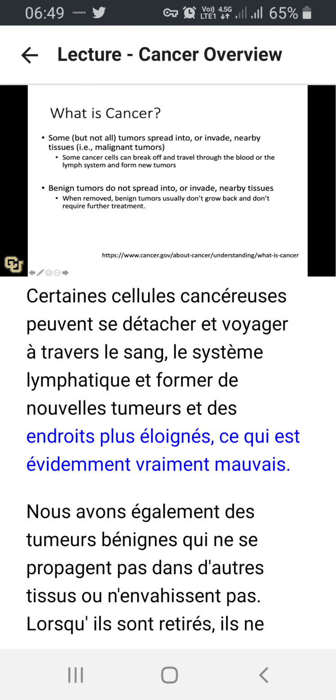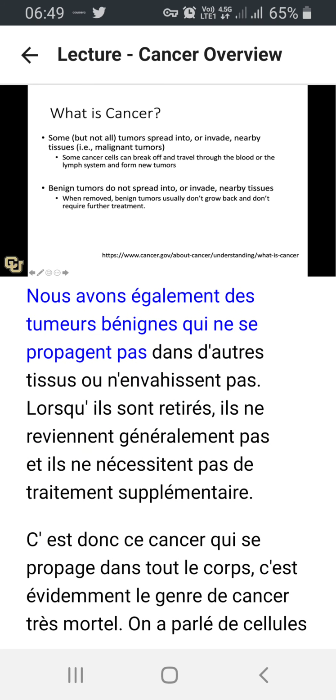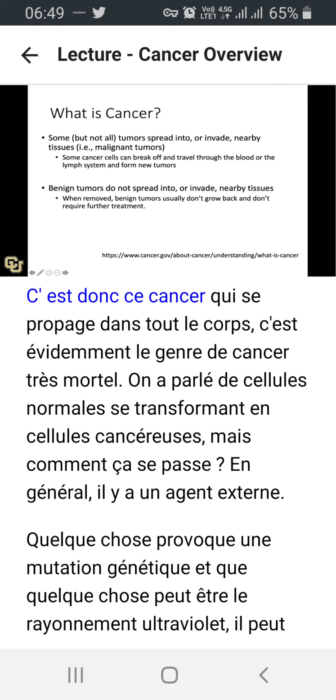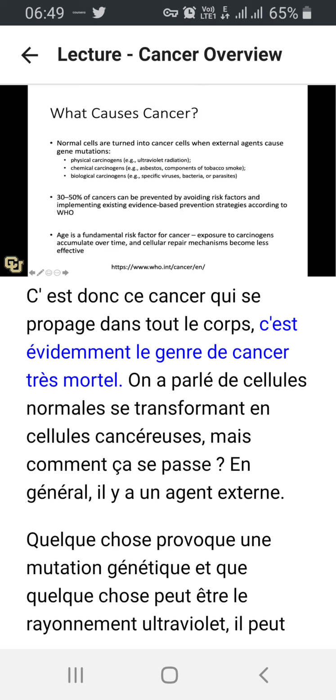And so we also have benign tumors that do not spread into or invade other tissues. And when those are removed, usually they don't come back and they don't require any further treatment. So it's this cancer that spreads throughout the body that is obviously the very deadly kind of cancer. So we talked about normal cells turning into cancer cells, but how does that happen?